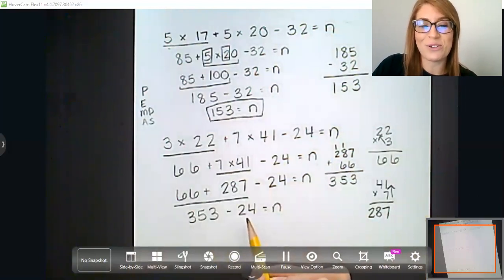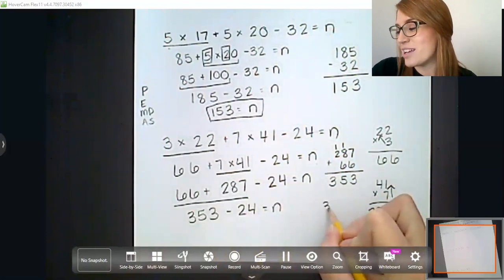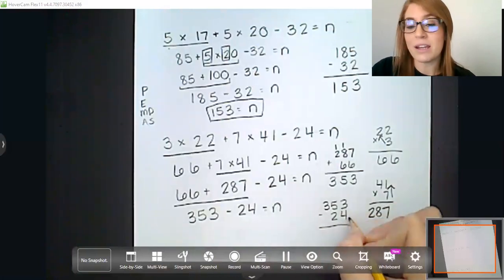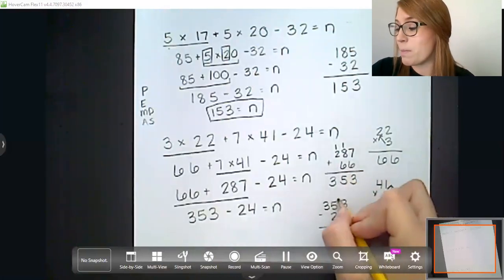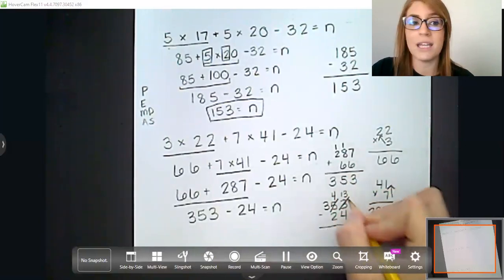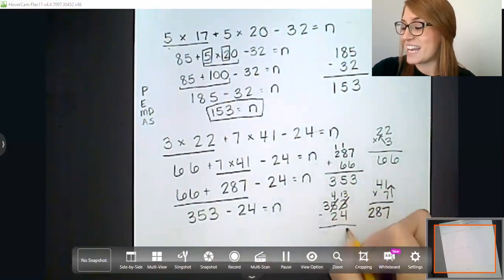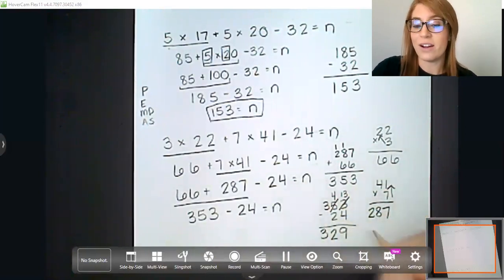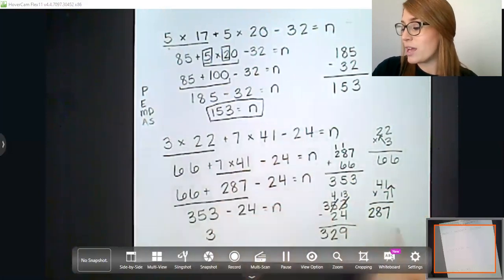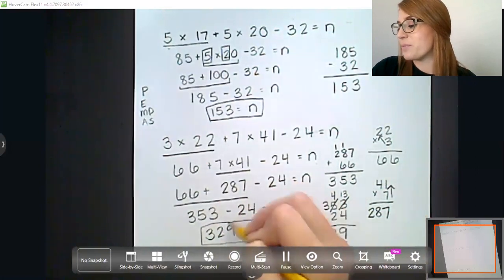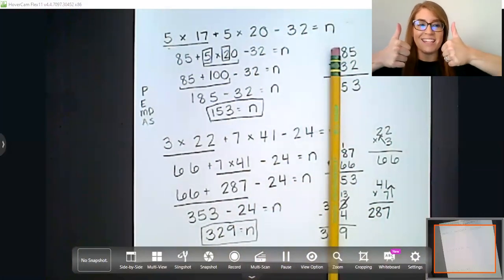353 minus 24 is the last thing we have to do. So I'm going to come over here to my scratch work area. 3 minus 4, I cannot do it, so I'm going to come over here and borrow. That 5 becomes a 4, that 3 becomes a 13. 13 minus 4 is 9. 4 minus 2 is 2, and 3 minus 0 is 3. Very good. So 329 is our answer. Two thumbs up if you guys got that.